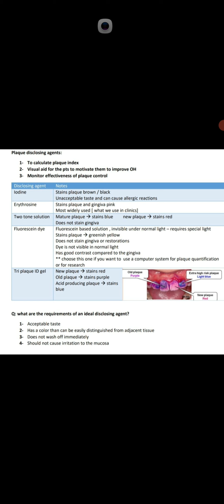This is all about the plaque disclosing agents which we apply on the teeth. If a patient has plaque, they stain the plaque to motivate the patient to remove it and keep good oral hygiene. Now these plaque disclosing agent uses, requirements, and disclosing agent names and their uses are very important from the MCQ point of view. Now today our topic is complete.